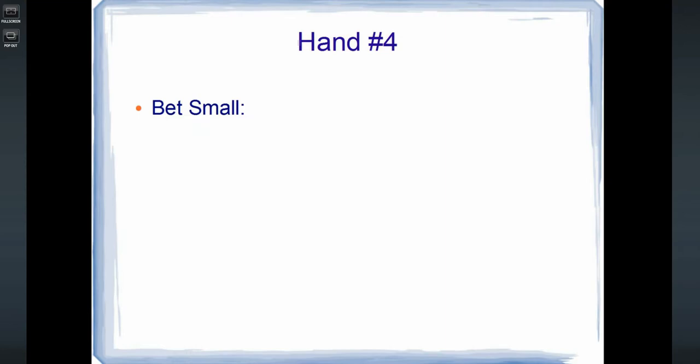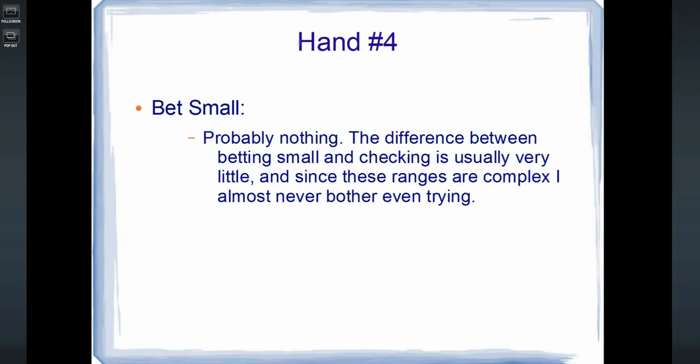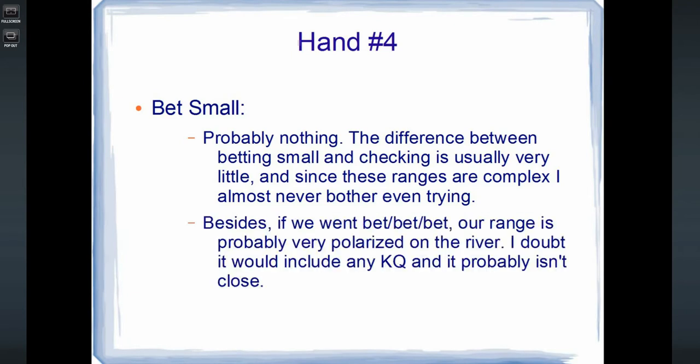Right, so bet small with probably nothing. The difference between betting very small and checking is usually really little. And since these ranges are so complex, I almost never bother even trying. So I mentioned that before. You will often have a very small betting range when you're out of position, but it's so hard to design those ranges, and the difference is often so little between checking and betting small, I personally am not able to use them.